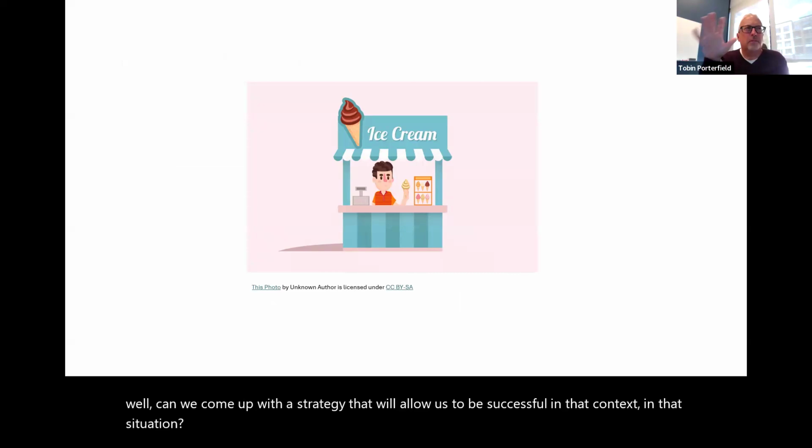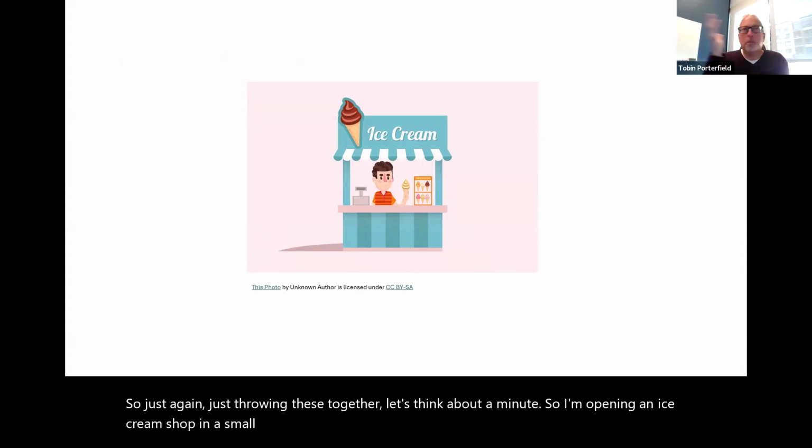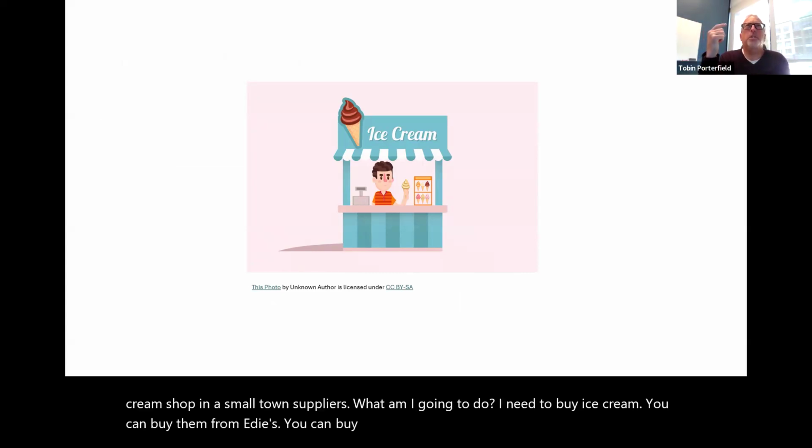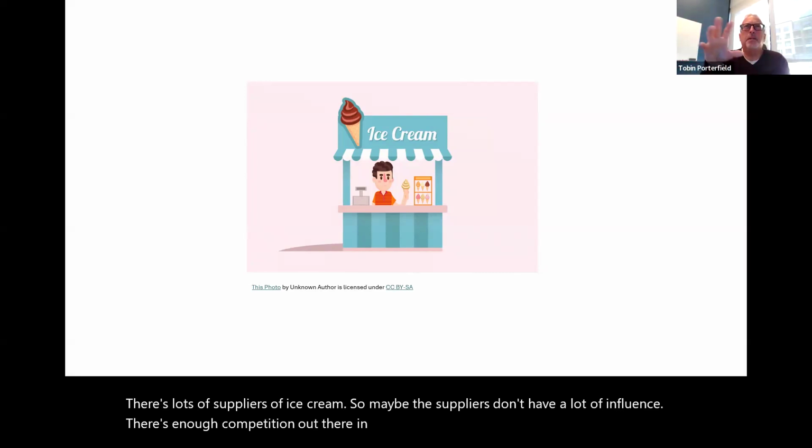So, just throwing these together, let's think about them a minute. I'm opening an ice cream shop in a small town. Suppliers: what am I going to do? I need to buy ice cream. You can buy it from Edy's, from Breyers, from Jack and Jill. There are lots of suppliers of ice cream, so maybe the suppliers don't have a lot of influence. There's enough competition among suppliers of ice cream that I can maybe get it anywhere.